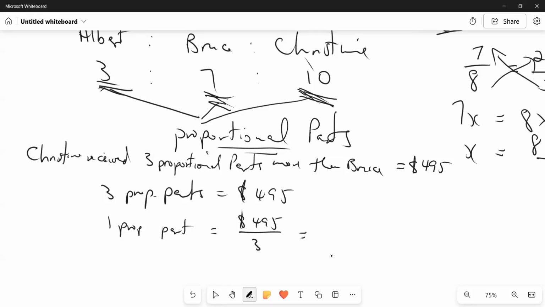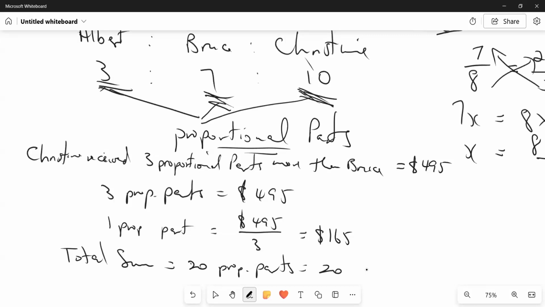165. Okay, nice. 165, right? And the total sum equals how many proportional parts? 10 and 7 is 17, and 3 is 20. Yes, 20 proportional parts, right? Which is equal to 20 multiplied by 165.